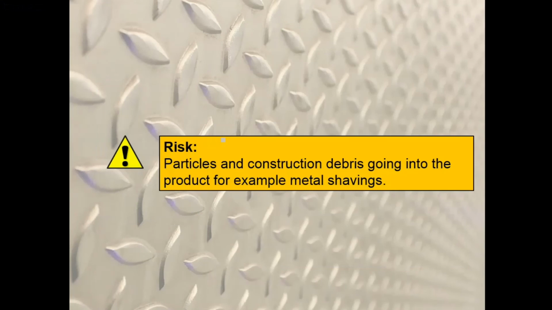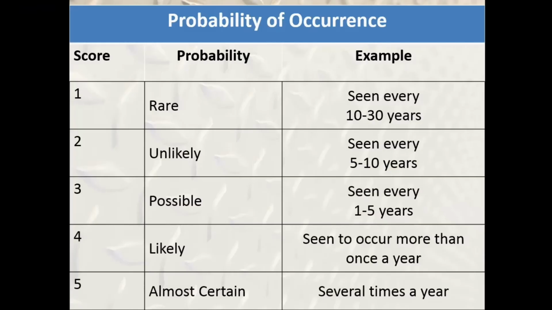The methodology starts with identifying risks, such as particles and other construction debris going into the product. Then, using this table, we evaluate the probability of occurrence. I have to admit that I'm still shocked by the fact that we can find construction debris in medication, and it happens more frequently than I used to believe. I have seen this specific case every 1 to 5 years. It is for this reason that I will give it a score of 3.